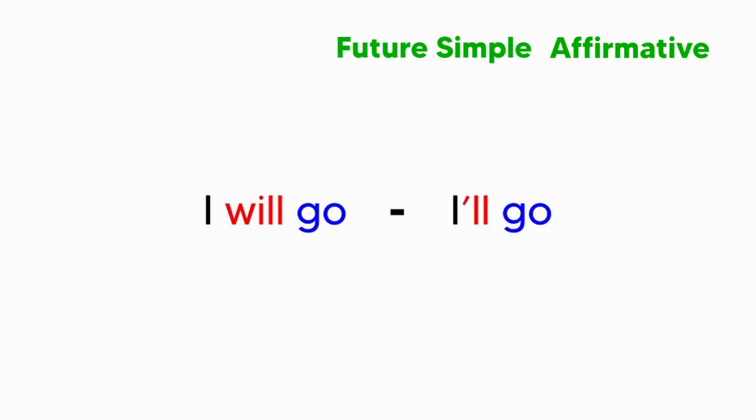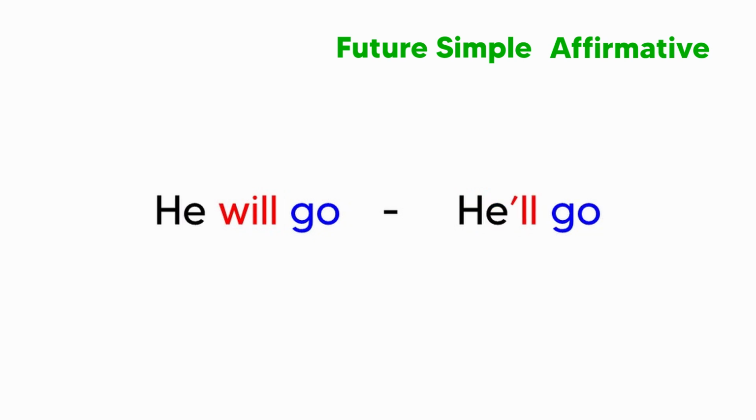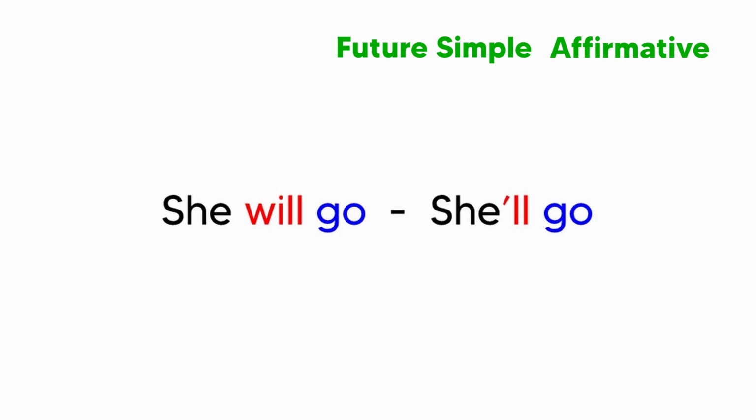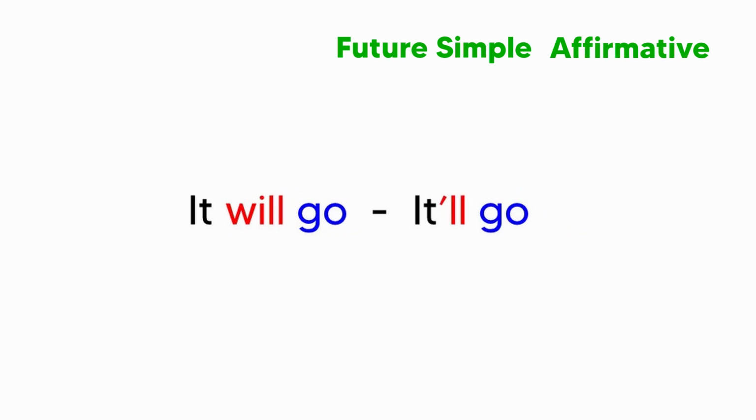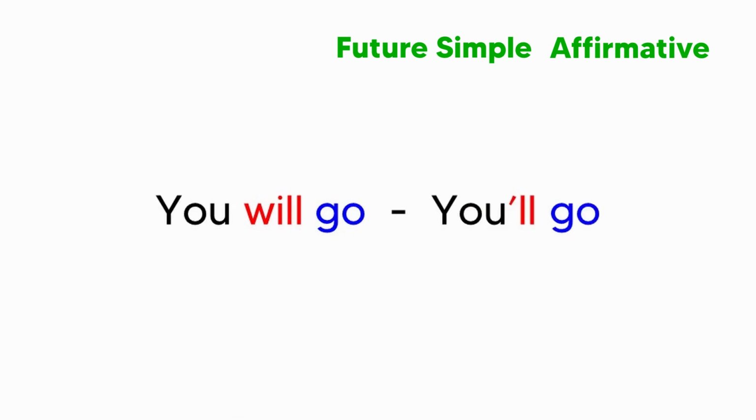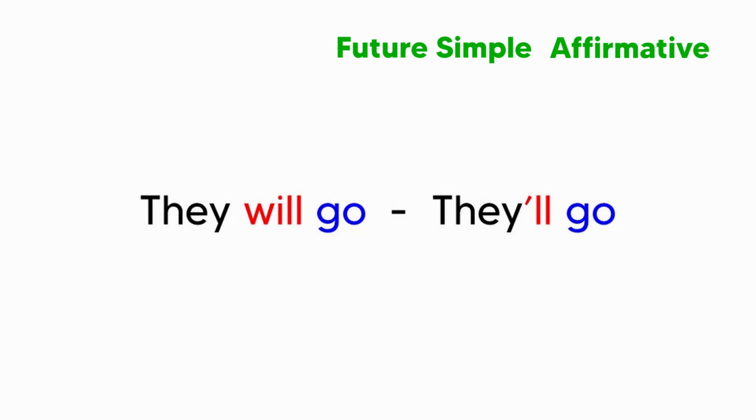Here are some examples of future simple in the affirmative. I will go, contracted to I'll go. He will go, he'll go. She will go, she'll go. It will go, it'll go. You will go, you'll go. We will go, we'll go. They will go, and they'll go.